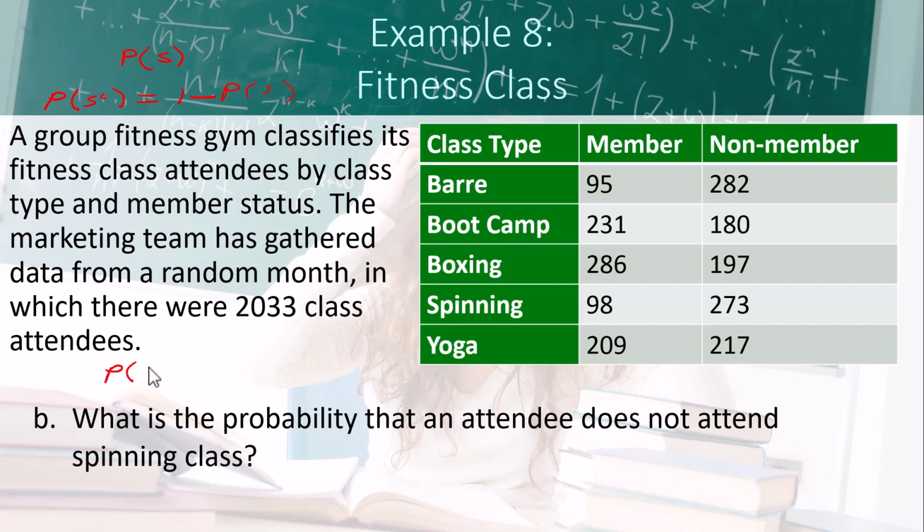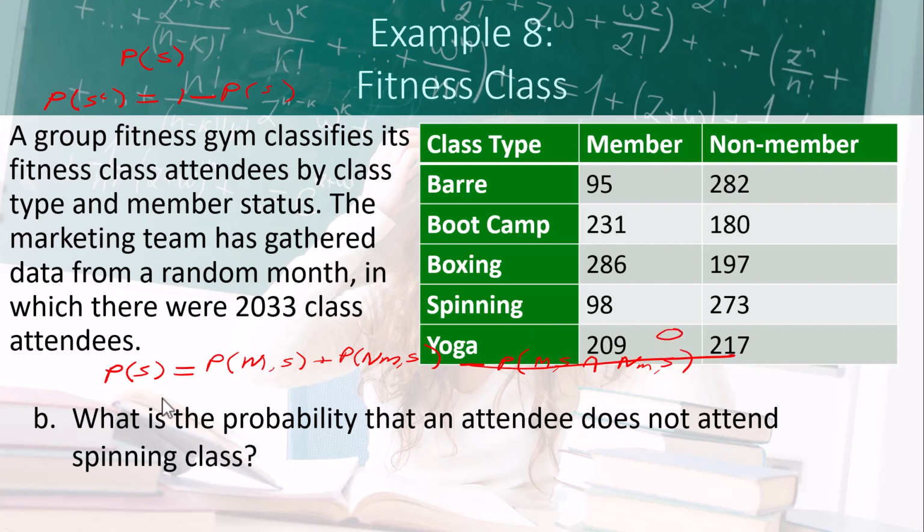The probability of an attendee being in spinning class is going to be equal to the probability that he's a member in spinning class plus the probability that it's a non-member in spinning class minus the probability of the intersection of all the members that are in spinning class and all the non-members that are in spinning class. Once again, these are all mutually exclusive, so this will be equal to 0.